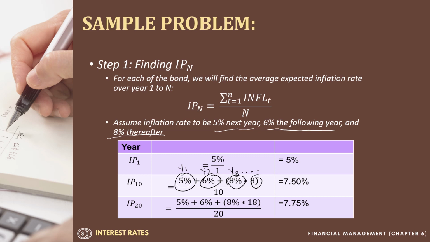And then for the inflation premium for year 20, we have again 5% for year 1, 6% for year 2, and then 8% for the remaining years. Since we have the 5% and the 6% for year 1 and year 2, the remaining years should be 20 minus 2, that is 18. So 18 years, 8% will be the inflation premium for 18 years. So divide it by 20. So we have here an inflation premium of 7.75%.